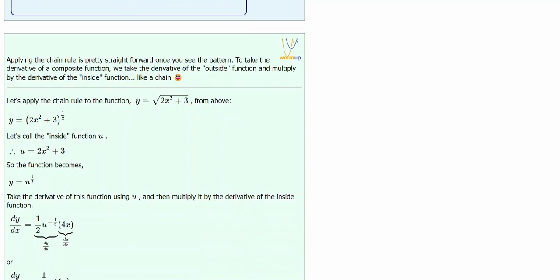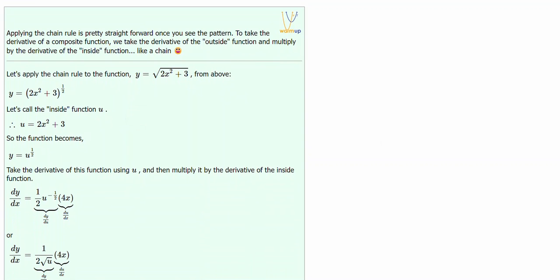Okay, so now let's take a look at this warm-up. You can just look through it if you want, but it might be nice if I relate what we just talked about above. So now, if we take the function that we were just looking at, and rewrite this as y is equal to 2x squared plus 3 to the power of a half instead of the square root. And now let's call the inside function u. So this is going to be just considered u. So the function is going to become y is equal to u to the 1/2. Okay. So now take the derivative of this function using u. So just pretend instead of an x, just take it with u instead. And then multiply it by the derivative of the inside function.